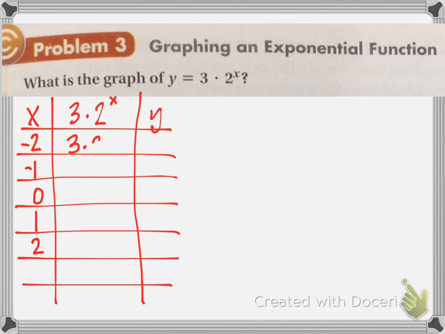So, we're going to do 3 times 2 to the -2. 3 times 2 to the -1. 3 times 2 to the 0. 3 times 2 to the 1. And 3 times 2 to the 2. So Y is going to be 3/4. And you're like, whoa, Miss Richards, I don't know where you got that from. Okay, so let's do some scratch work. I erased that on accident. So scratch work. Let's do 3 times 2 to the -2.